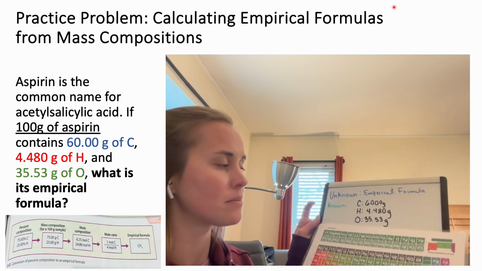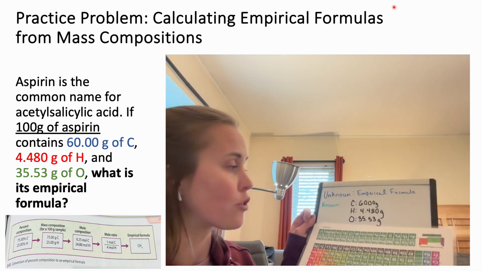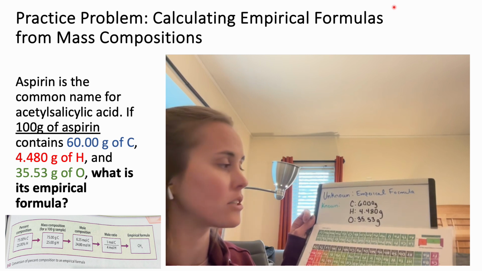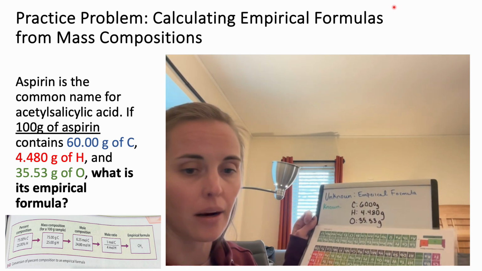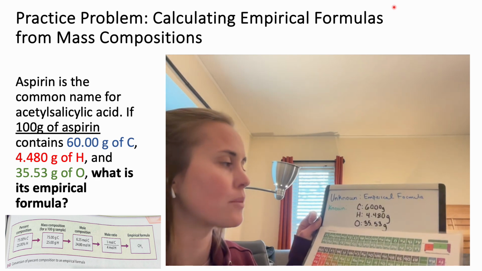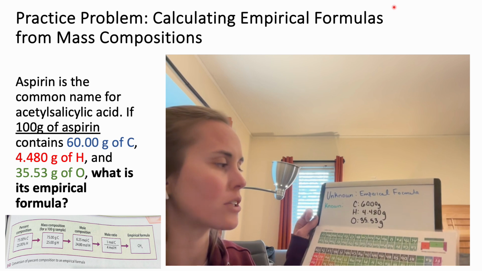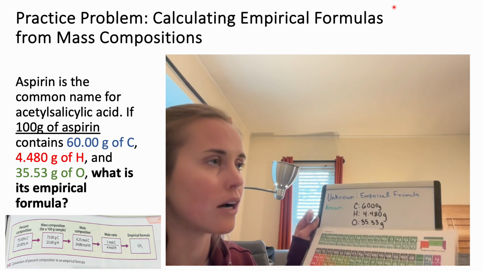We are given the grams in this sample of carbon, hydrogen, and oxygen. So their mass composition is 60 grams of carbon, 4.480 grams of hydrogen, 35.53 grams of oxygen makes up the mass of the compound.